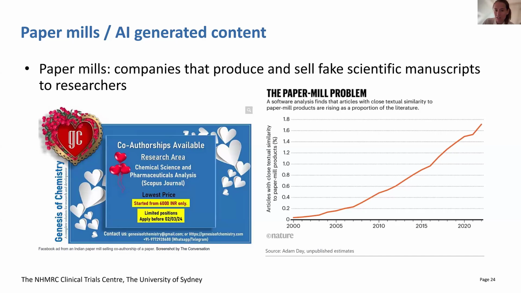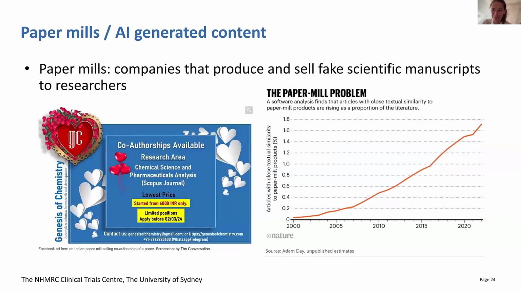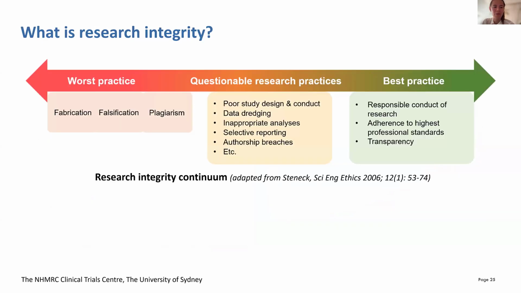So here this graph shows how many studies are suspected to be from paper mills, and that's risen to almost 2% in 2022. Now we know that since 2022, AI has only got way, way better. So I don't know if this graph will be updated soon, Kylie, but I think it's maybe even more worrying these days. Now, before we plow on, I should briefly define what we mean by research integrity.